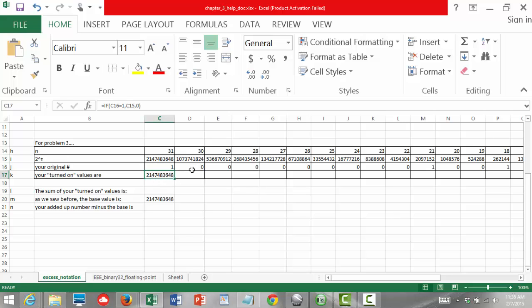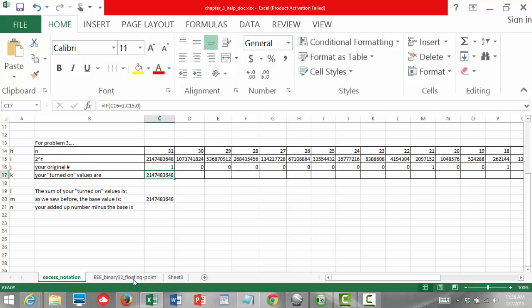This value is obviously turned off. You won't need another calculation until you get down here, where it represents 2 to the 21st, which is this number here. It's turned on, so your turned on value will be this number right here. Once you're done with that, and here's a hint, all you have to do is drag a certain formula, this one right here, to sum up your turned on values. It would be right here. Your base value was 2147, and so on. You just subtract that from your turned on values and you will have the answer.